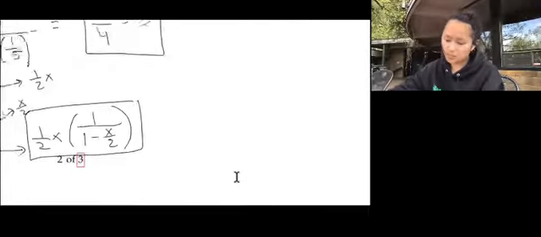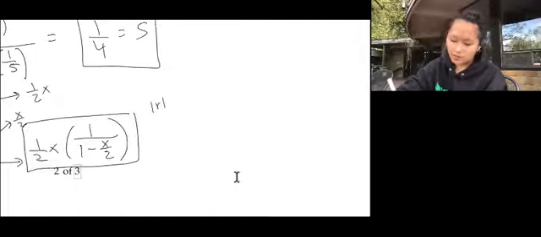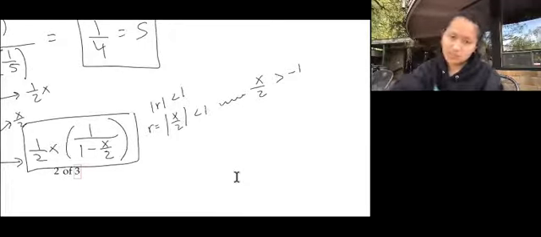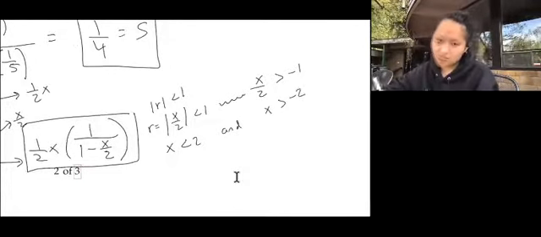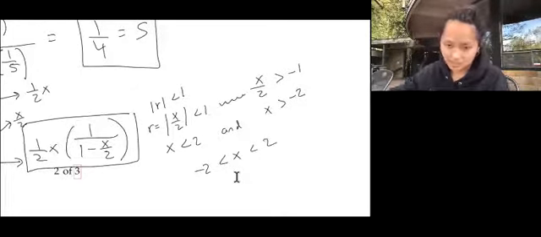And so then to determine where it converges, you know that it'll be converging when the absolute value of r is less than 1. So r, we said, was x over 2, which is less than 1 and greater than -1. So then we solve these inequalities and we find x less than 2 and x greater than -2. If we put those together, we would say that x must be between -2 and 2 in order for this series to converge.